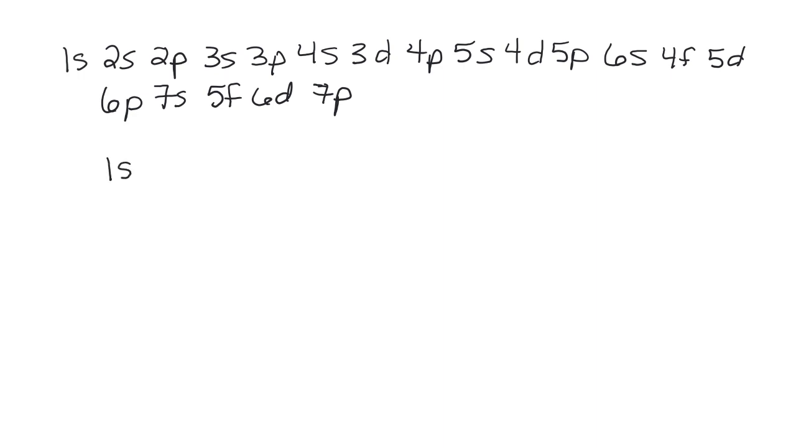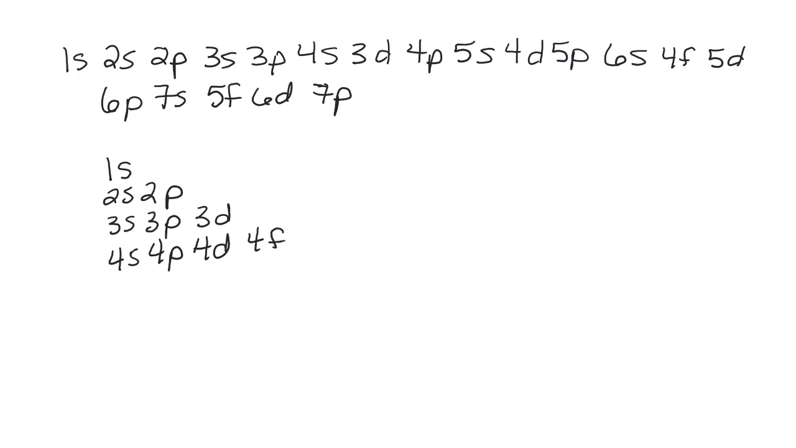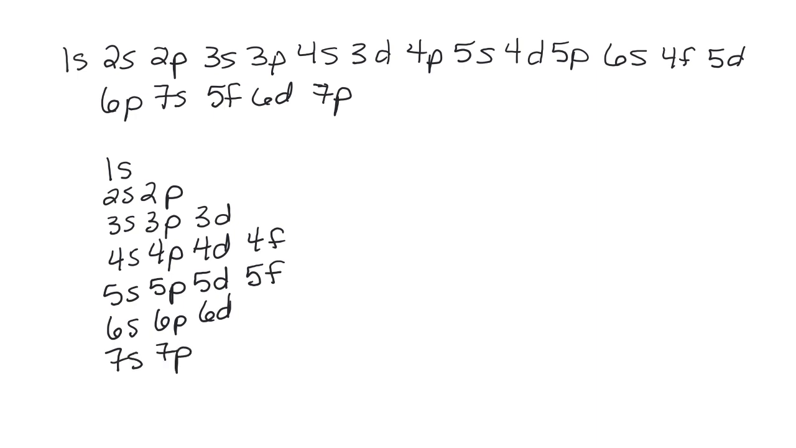So you're going to write down 1s, 2s, 2p, 3s, 3p, 3d, 4s, 4p, 4d, 4f, 5s, 5p, 5d, 5f, 6s, 6p, 6d. Now notice I'm not writing a 6f because there is no such thing. And then 7s and 7p. And that's where I'm stopping because there are no orbitals after that.